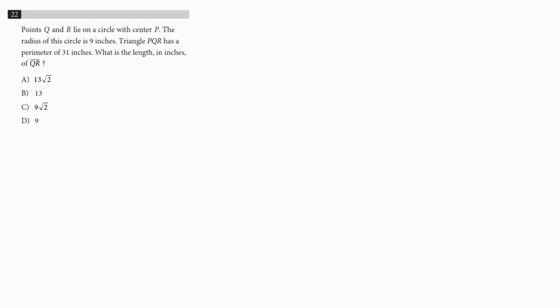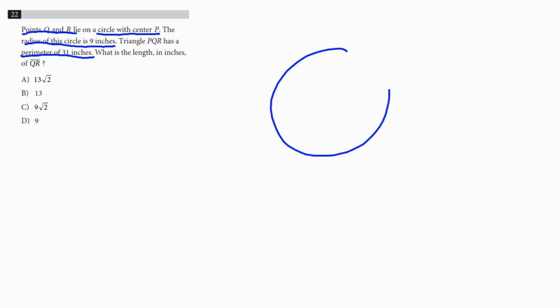Okay, so here's another question where we have a circle with center P, points Q and R lie on the circle, and the radius of the circle is 9 inches. The perimeter is 31. So let's kind of draw this out. We have our circle. Our center is point P, and then we've got two random points, Q and R, and they form a triangle. And then they tell us that the radius is 9 for the circle.